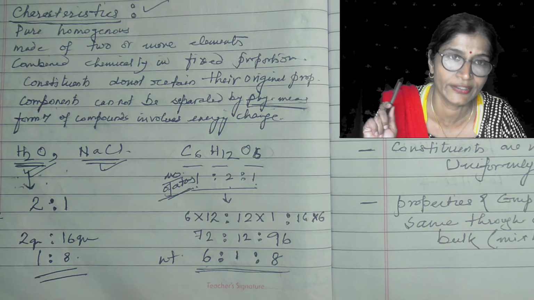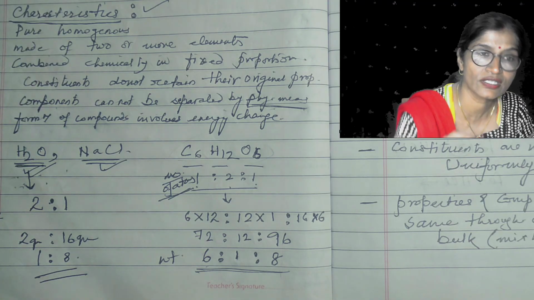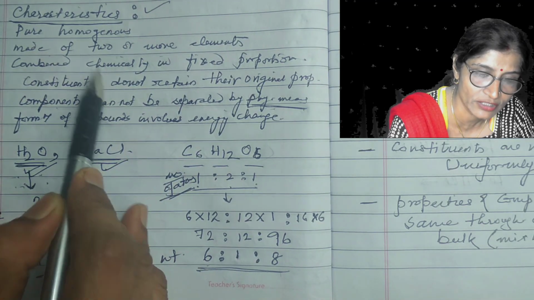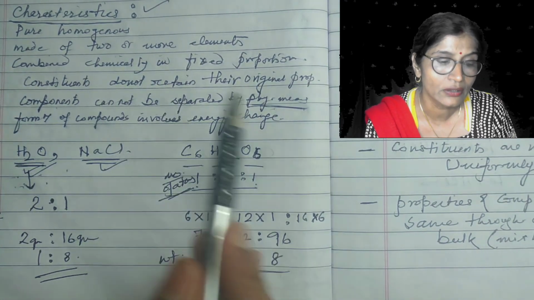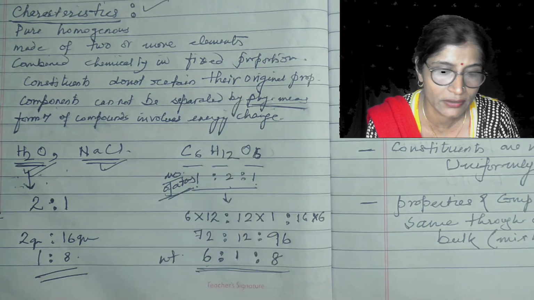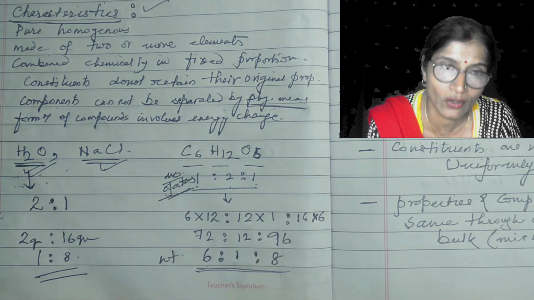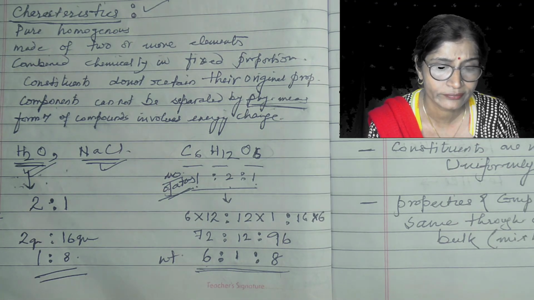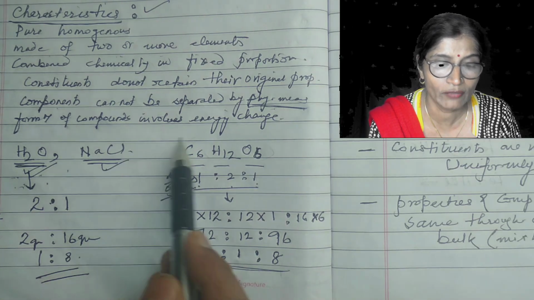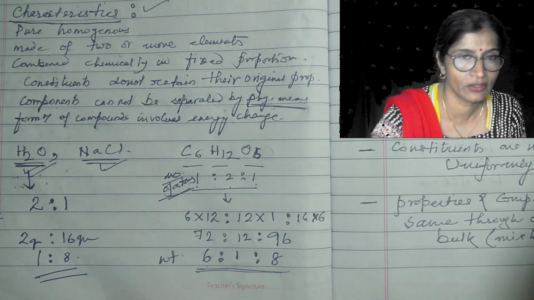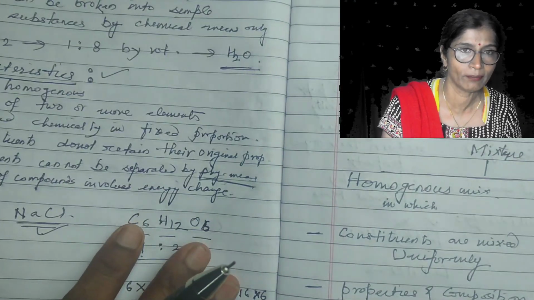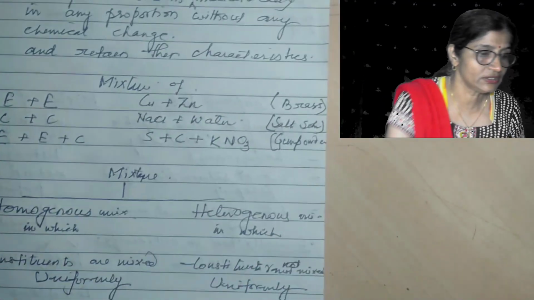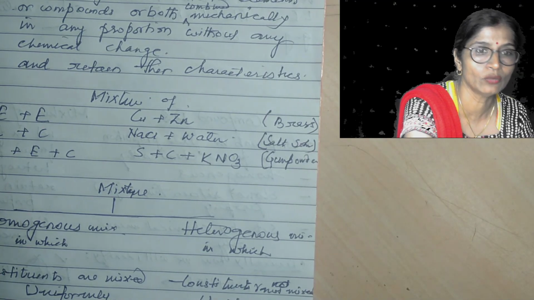So these are the points related to the properties or characteristics of the compound. First, they are homogeneous, made up of two or more elements combined chemically in a fixed proportion. Constituents of the compounds cannot retain their properties, and components of the compounds cannot be separated by physical means. They can be separated only by chemical means. And formation of compounds involves energy change. Either energy will be lost or absorbed during the formation of a compound. So this is all about the compound.